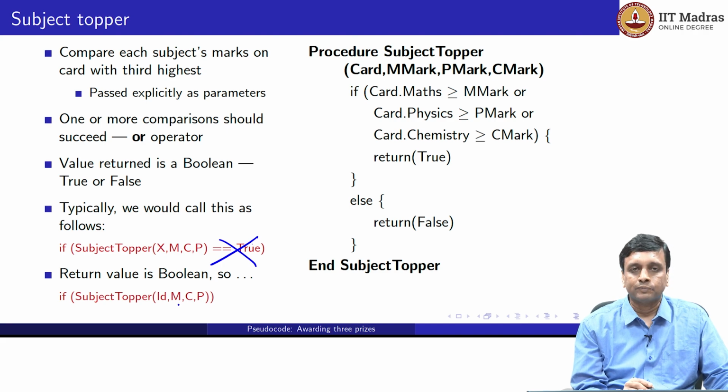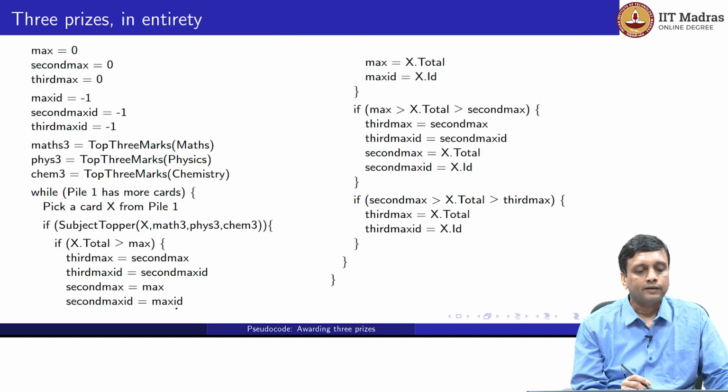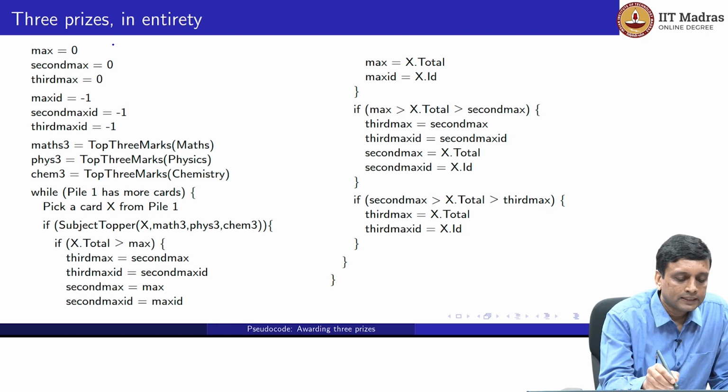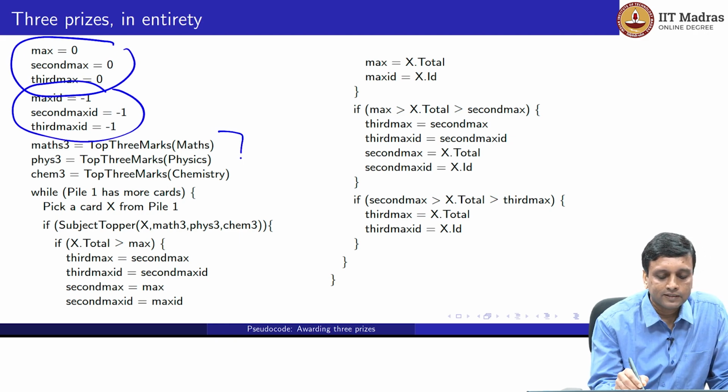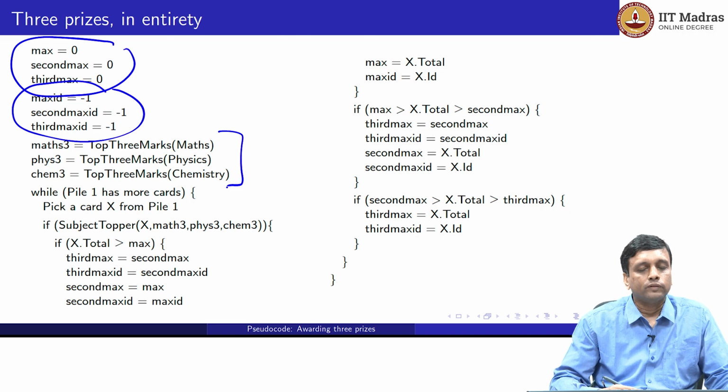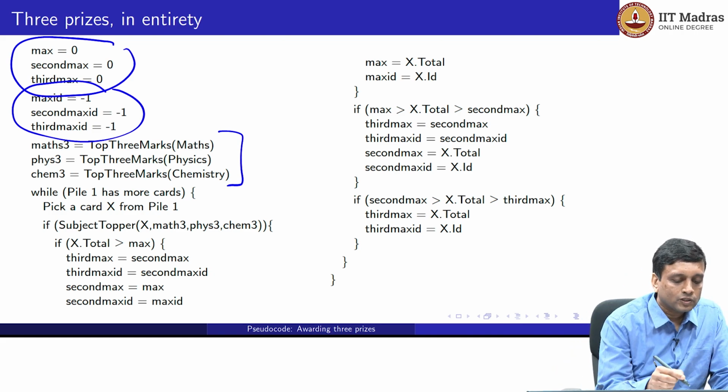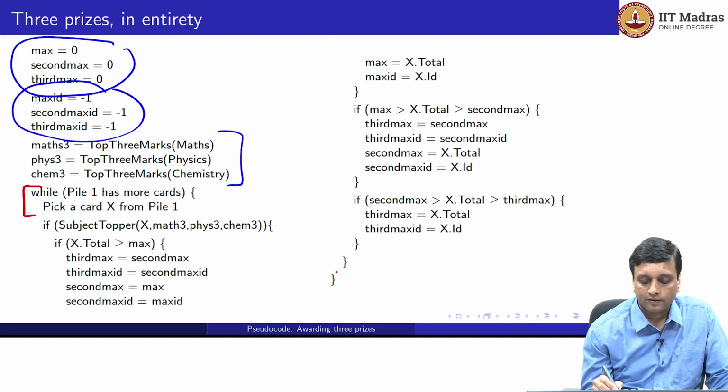So now we have the subject topper pseudocode. We are now ready to write out the pseudocode for the 3 prize problem in more detail. So here is the full 3 prize problem. We have these 2 initializations, the max values and the max IDs. Then we have these 3 calls to the top 3 marks procedure that we had before to set up the 3 thresholds. And then we have our familiar loop. So we go through all the cards up to here.